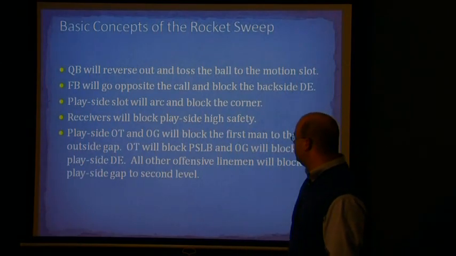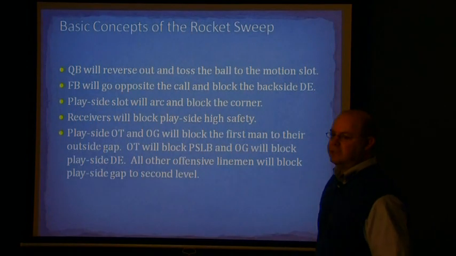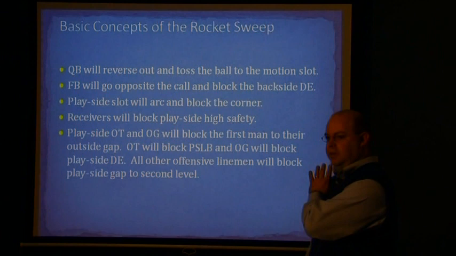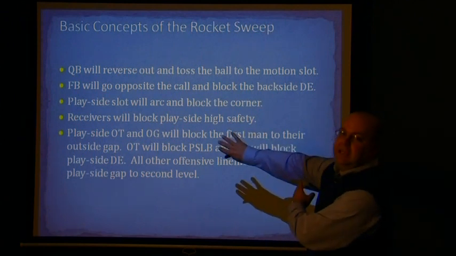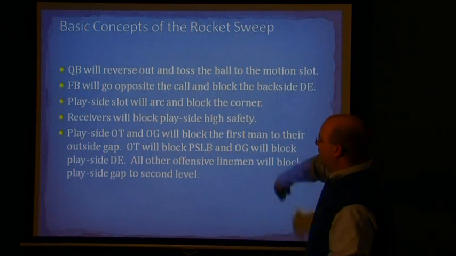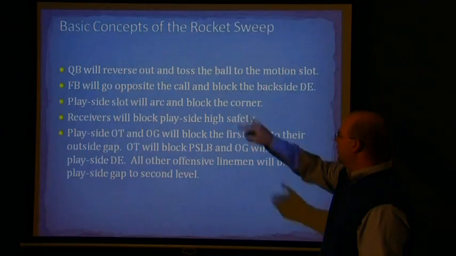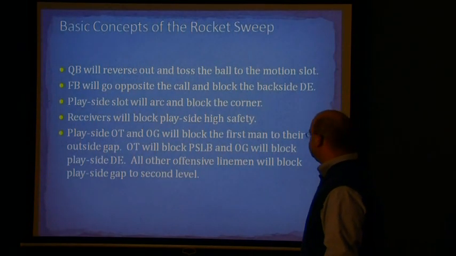The play side offensive tackle and guard will block the first man to their outside gap. So, for example, if there's a 3 technique or an outside shoulder player, he's not trying to block him, he's trying to get to the next man outside. All right, and now our tackle's trying to get clear to the outside to pick up any straight backer or any backside safety.